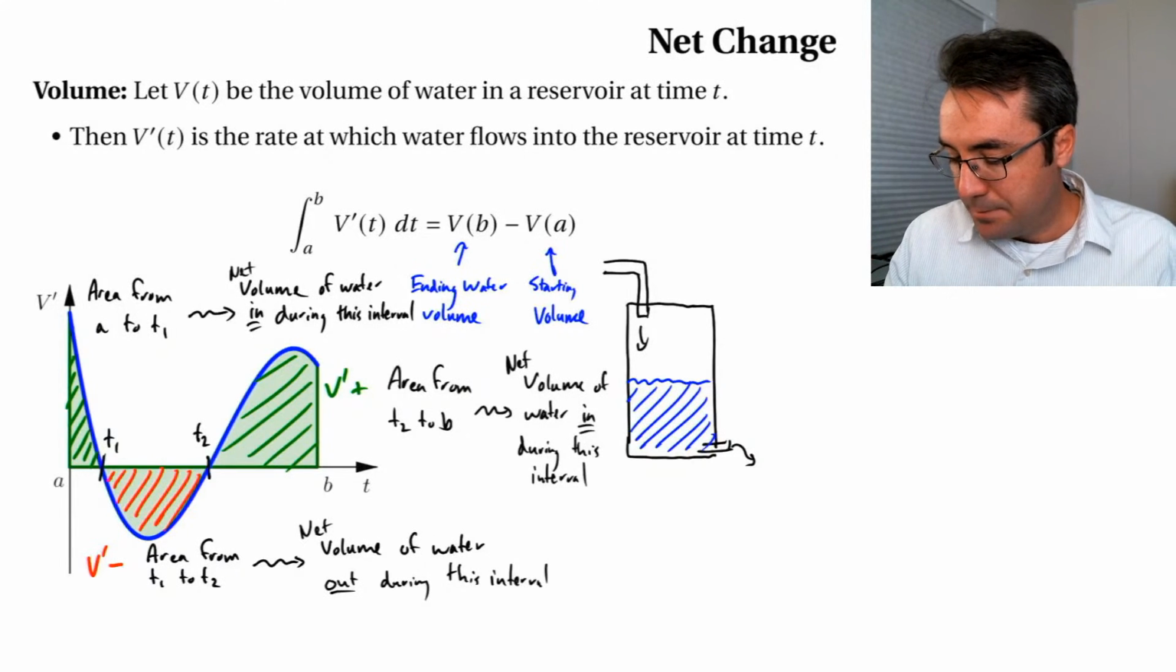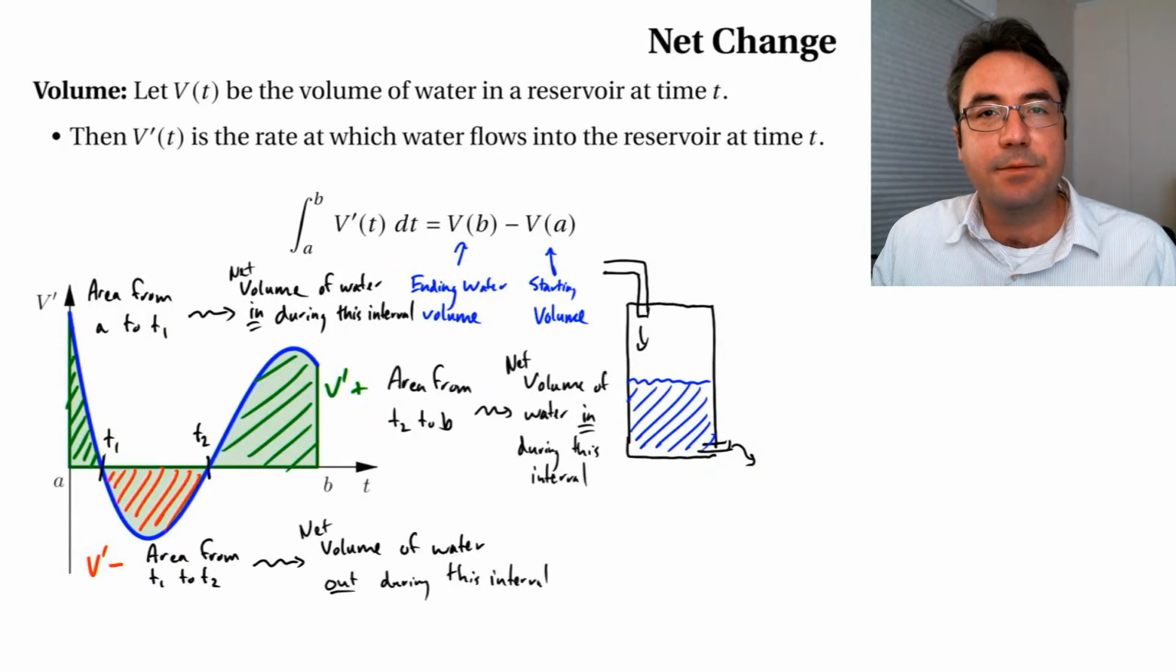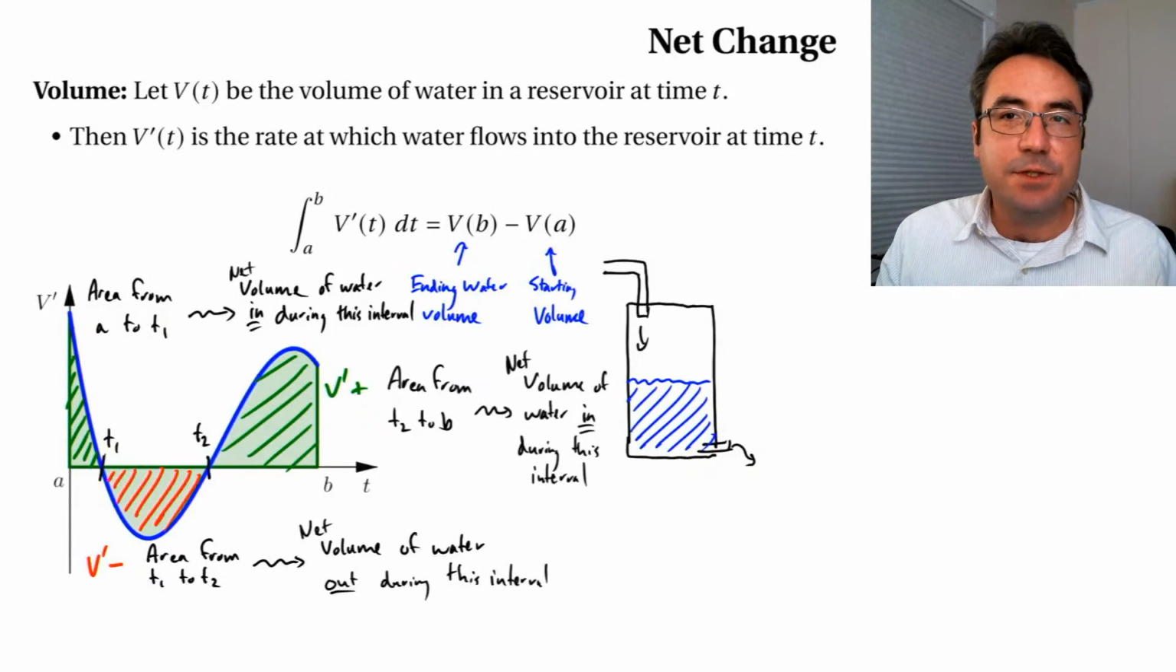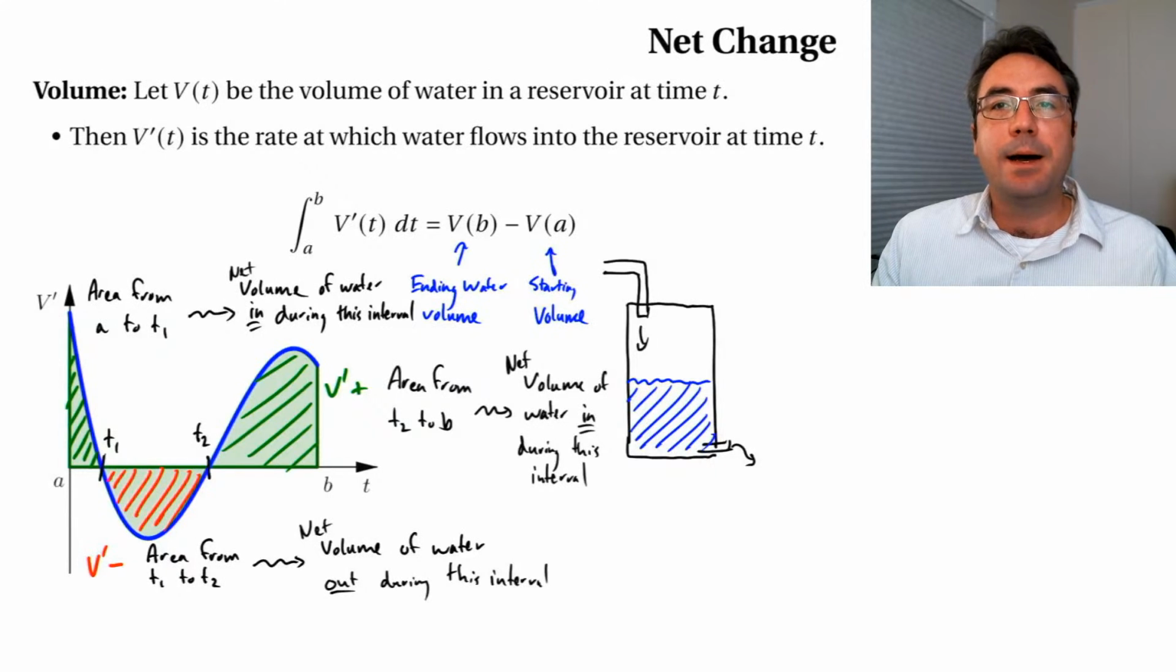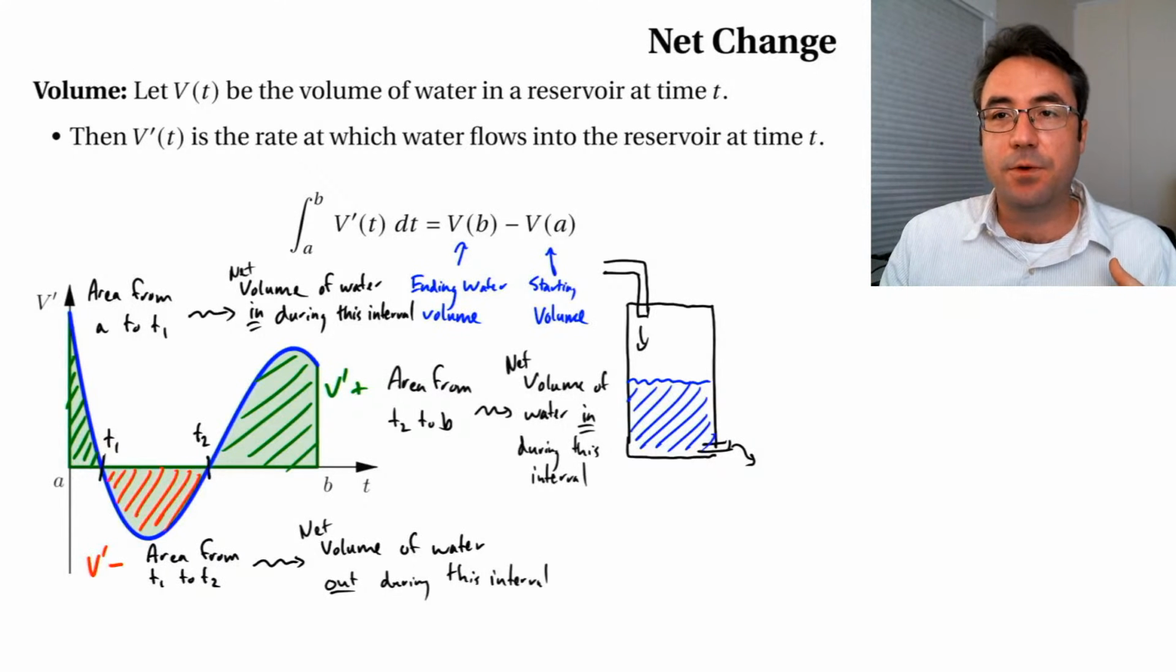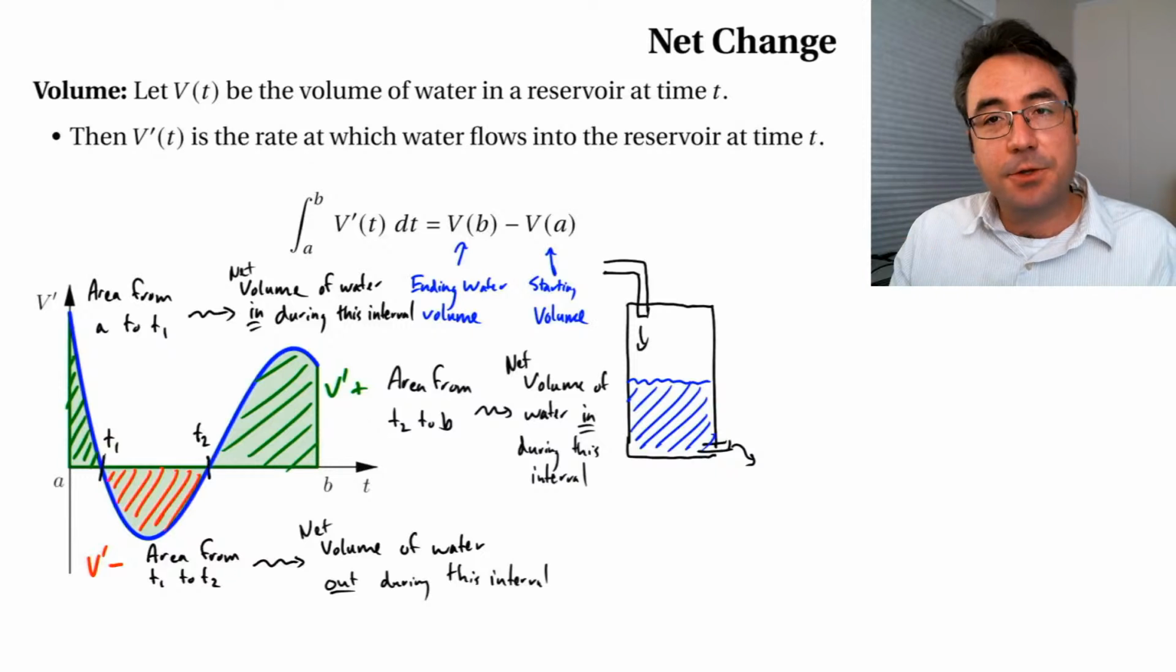So that's really what we're going to be looking at for a lot of these examples. And this is one for volume. We're primarily going to be looking at displacement and total distance. But this is just another interpretation of that net change formula in the context of volume in a reservoir.